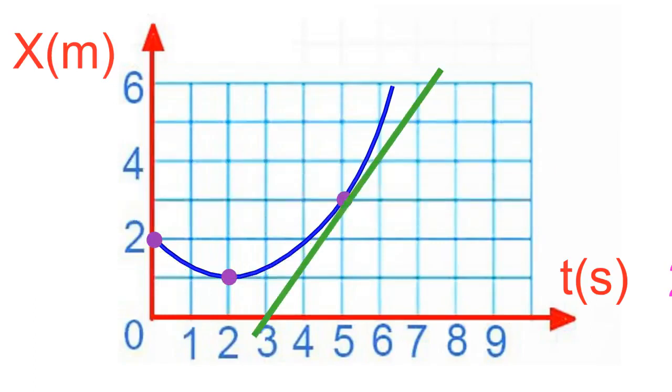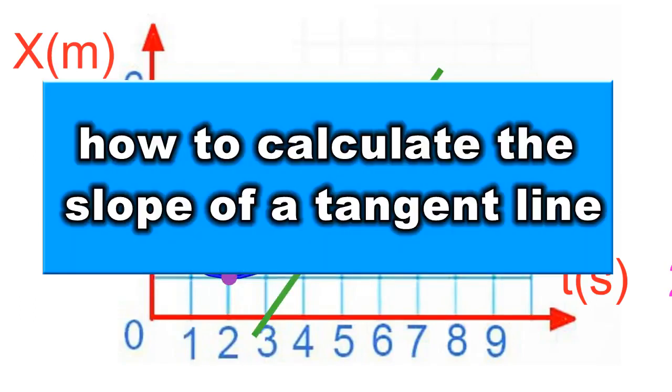location axis. In the next section, we will explain how to calculate the slope of a tangent line. We will explain the method of calculating the average speed and instantaneous speed from a graph.